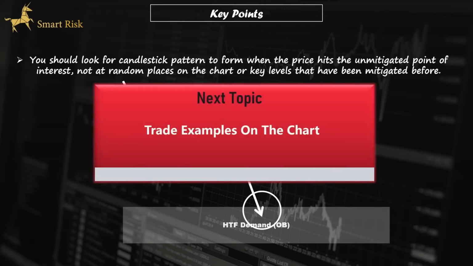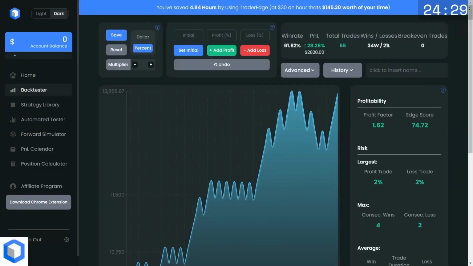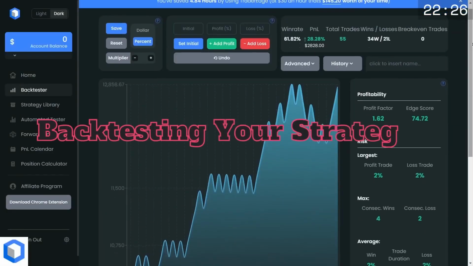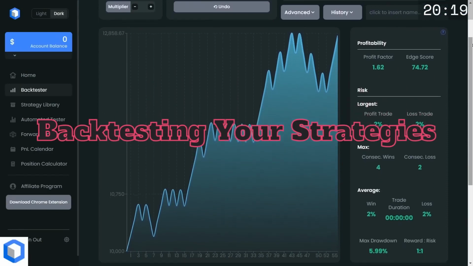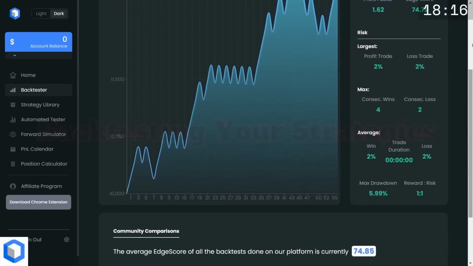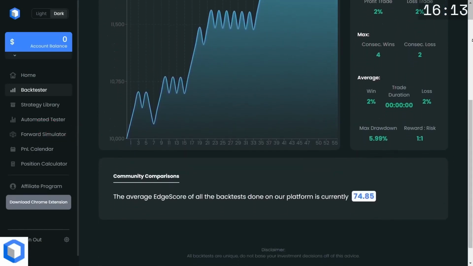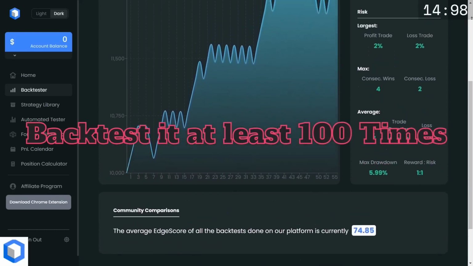But before moving to the next part, it's important to note a crucial step in your trading journey: backtesting your strategies. Before applying any strategy to your real account, it's recommended that you backtest it at least 100 times.